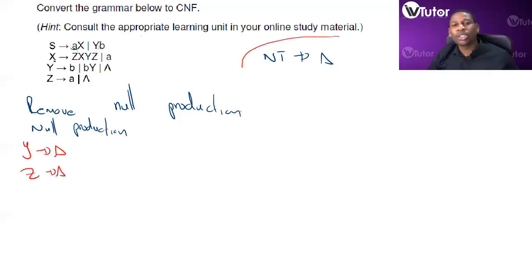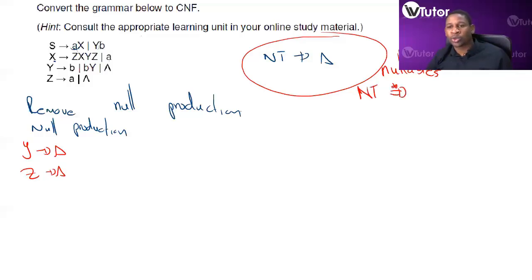So we don't only stop there, we have others that are called nullables. We say a non-terminal is nullable if it eventually goes to a null. So we are saying a non-terminal eventually goes to null. What does it mean?